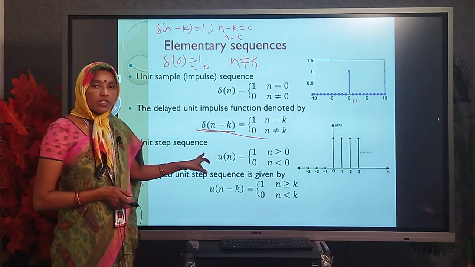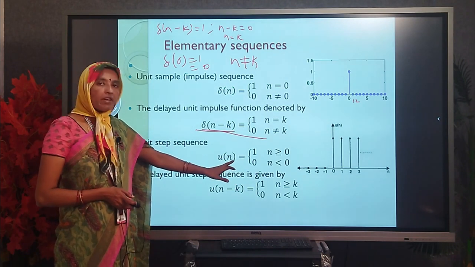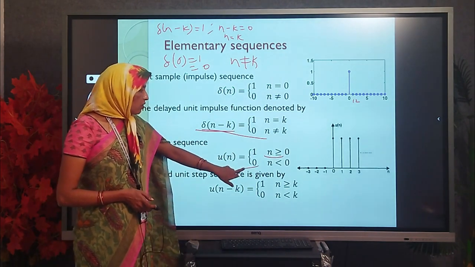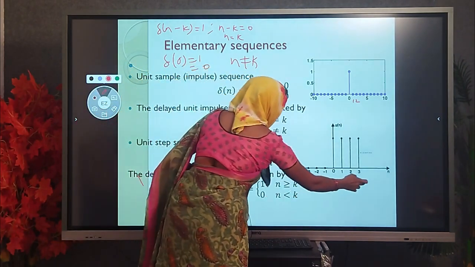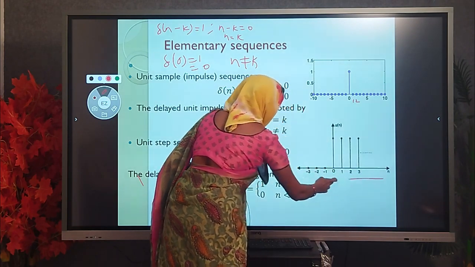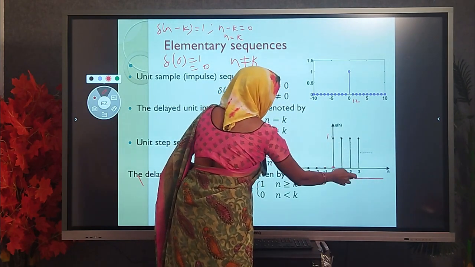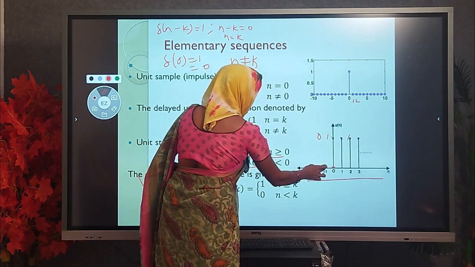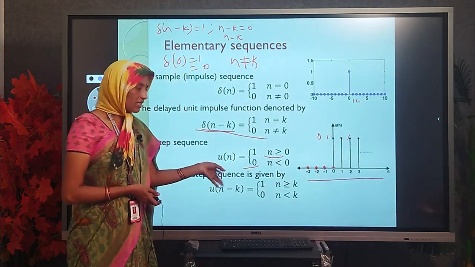And the next one is the unit step sequence. How to represent the unit step sequence? U of n equal to 1 for positive values of n and that equal to 0 for negative values of n. Already seen, represented in this graph. For n equal to 0, value 1. For n equal to 1, value 1. For n equal to 2, value 1. For n equal to -1, value 0. For n equal to -2, value 0 and so on. So this is the unit step sequence.